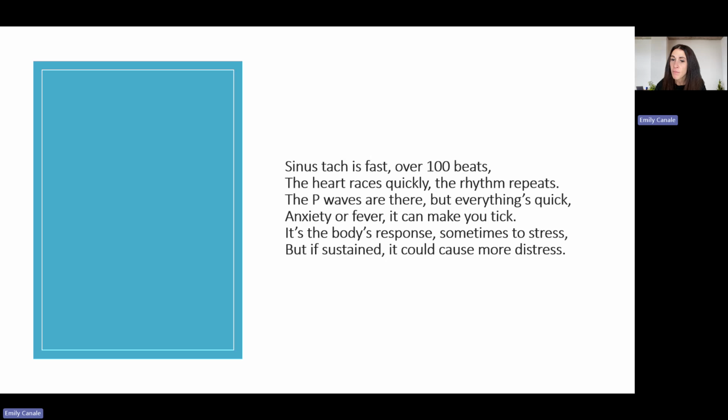And here is my rhyme for this one. Sinus tach is fast, over 100 beats. The heart races quickly, the rhythm repeats. The P waves are there, but everything's quick. Anxiety or fear, it can make you tick. It's the body's response, sometimes to stress, but if sustained, it could cause more distress.